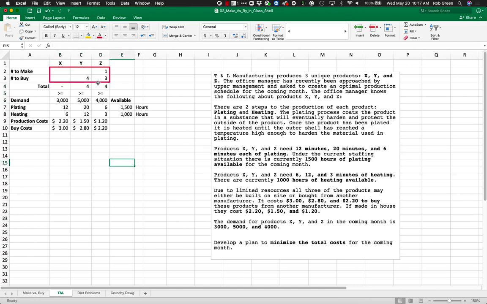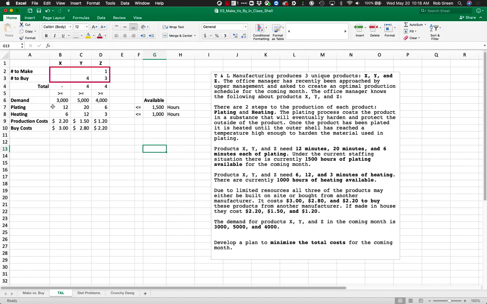The next thing I need to figure out is how I'm going to deal with the amount of plating and heating required versus what I have available. So we know we'll need 2 cells in here roughly, one to do our calculation and one for the inequality. In this case, I cannot use more than is available, so that suggests this is going to be less than or equal to. Here we go, so we have this nice inequality.